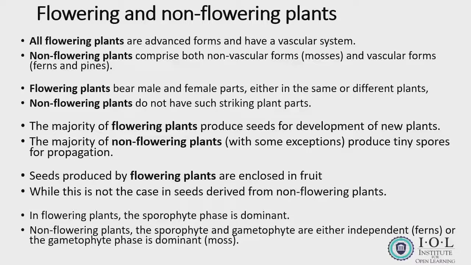So in flowering plants, the sporophyte phase is actually dominant. But when you look at non-flowering plants, the sporophytes and the gametophytes are independent, particularly in the fern, and the gametophyte phase is actually dominant in the moss. And I have indicated earlier that the fern here, those ones produce, or there are more vascular forms.